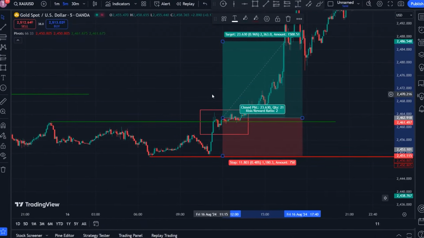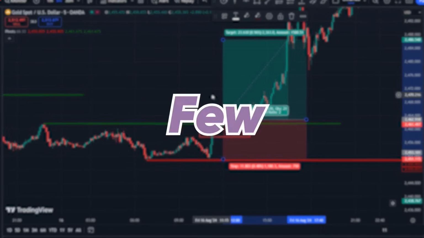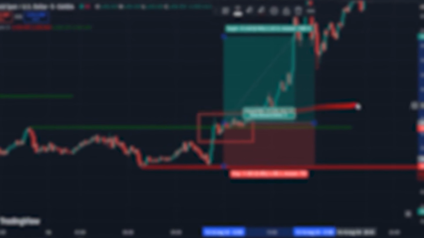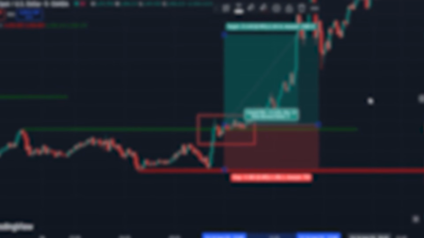Now, with the explanations I've provided, we can look at a few examples together so that the method of finding entry signals becomes completely clear to you and you learn it accurately.